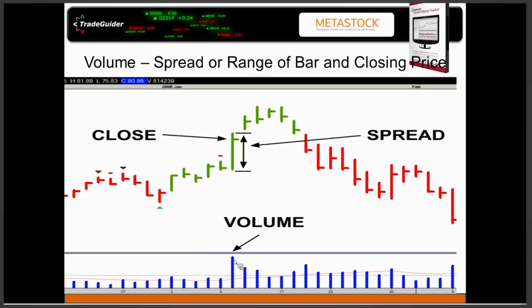So in this case, let's say it's a daily chart. On that big volume, the price moved very widely and closed just off the top. And then finally, the close is that little tick there, that little line. That's the closing price where the market closed that day. And I'm going to show you why it's vital.